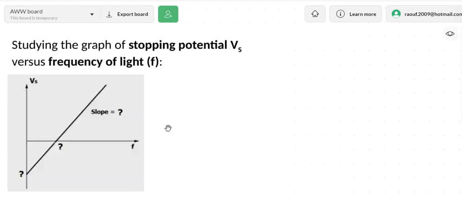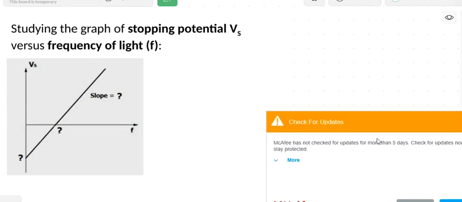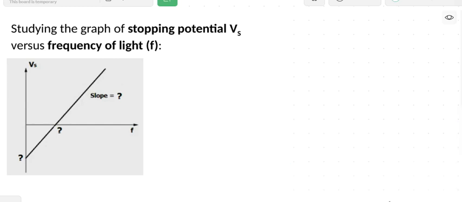The second step, as we mentioned in the objectives, is to study the graph of stopping potential versus frequency. The aim of studying this graph is to know the meaning of the x-intercept, y-intercept, and the slope. If you remember the previous derivation.